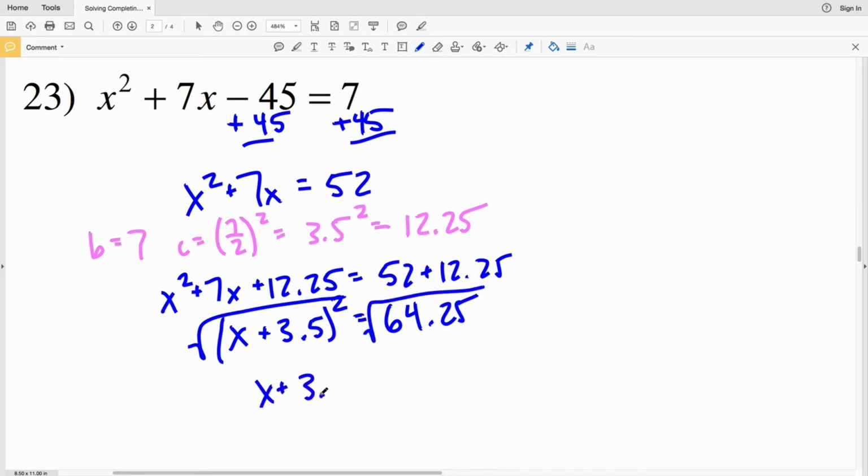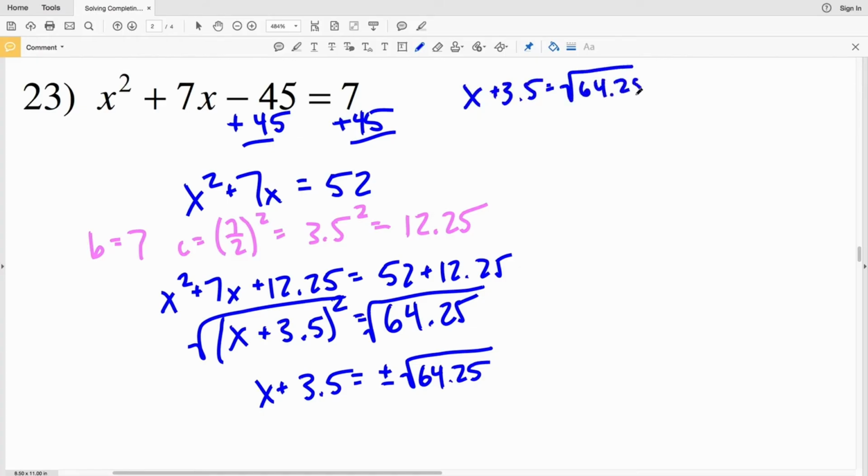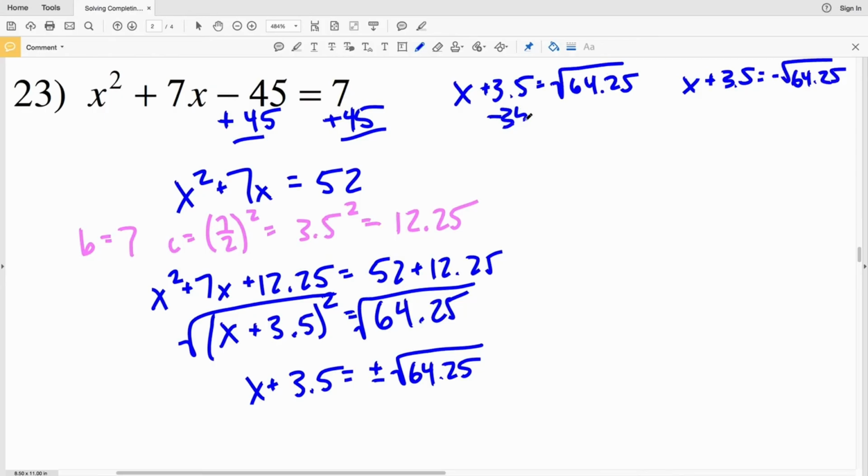So x plus 3.5 equals positive or negative square root of 64.25. So I'll have that x plus 3.5 equals the positive square root of 64.25, and I'll have that x plus 3.5 equals negative square root of 64.25. So subtracting 3.5 from my first equation, I'll get that x is equal to the square root of 64.25 minus 3.5, which equals 4.5156, which I'll round up to 4.516.